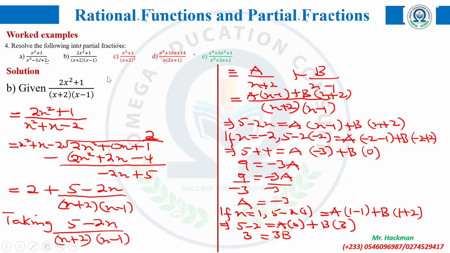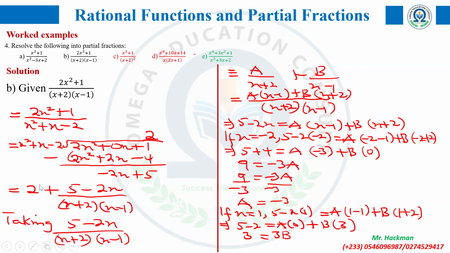First question, proper or improper? Degree of the numerator is 2. Degree of the denominator will be 2 as well. So it is improper. Once it's improper, I cannot write the identity straight away, or resolve straight away. So I have to go through the long division to get my polynomial plus the proper rational function. Take the proper and go in.